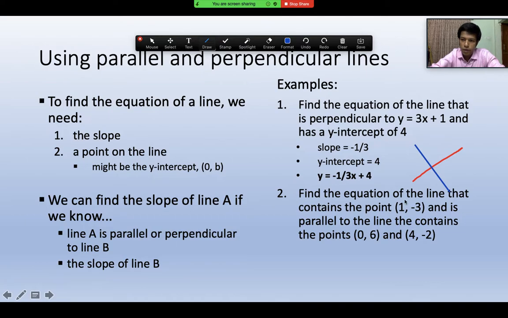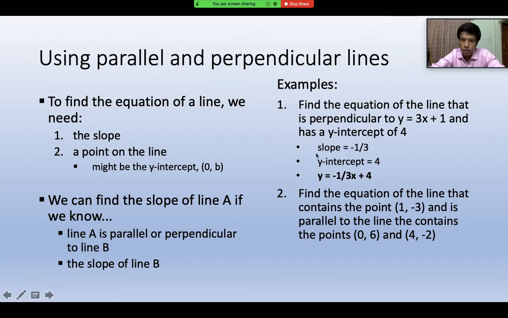That's why. Find the equation of the line. Let me erase them. Find the equation of the line that contains the point this and is parallel to the line that contains the point this and this. So basically, if we find the slope of these 2 points, then the same slope we can use for this line because they are parallel. Parallel means both of the lines will have the same slope, and this is used here.